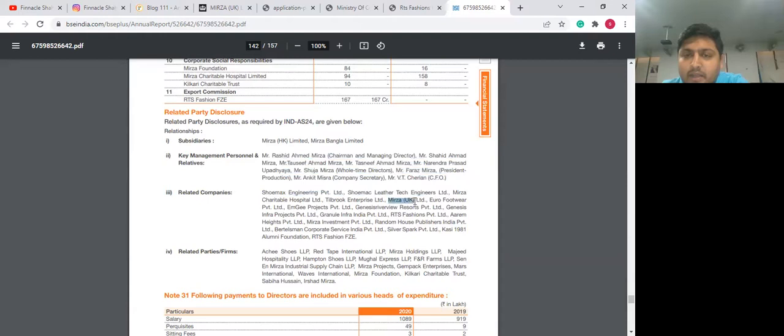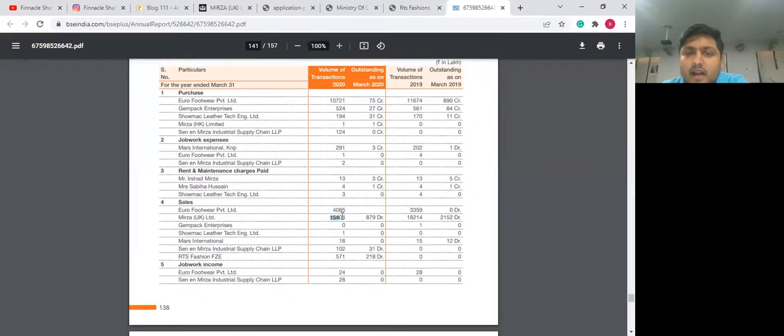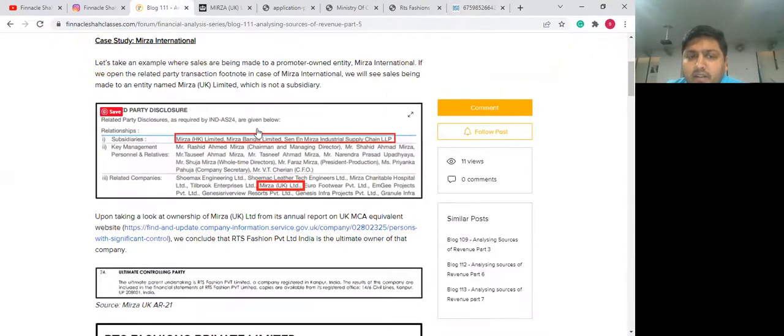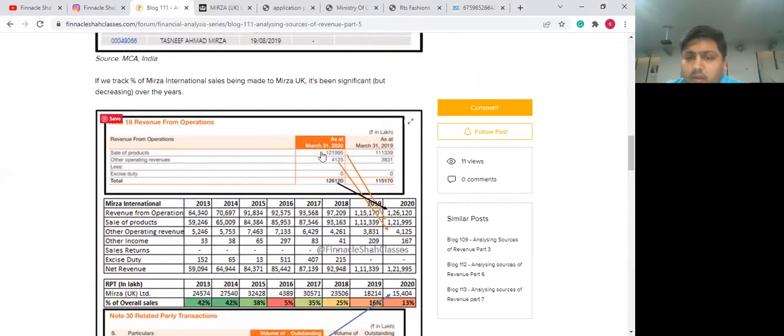By the key management person list mentioned here, as you can see, you can take a look at this. Mirza UK Limited is part of that list, and to which these sales are made. Now, we've tried to note down these figures over a period of time, and as you can see, to judge what quantum of revenues are actually being generated from related party transactions, let's take a look.